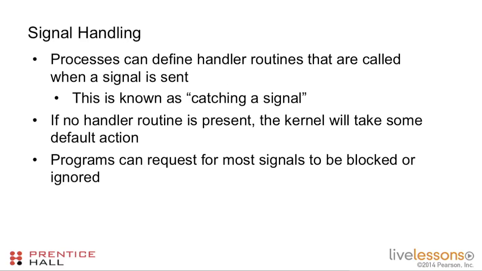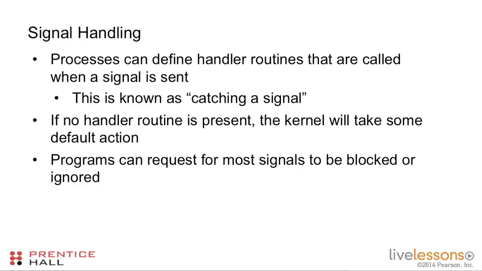Processes define what are known as handler routines when a signal is sent. This is known as catching a signal. So if the kernel sends a signal to a process, the process needs to plan for that signal. It needs to know this might happen, so it needs to catch that signal. If there's not a handler routine present, the kernel might take some action by default. Programs can also request that most signals, but not all signals, can be blocked or ignored. If it doesn't care about being interrupted, or if it wants to ignore a stop request, it can signal the kernel that it wishes to not do anything.